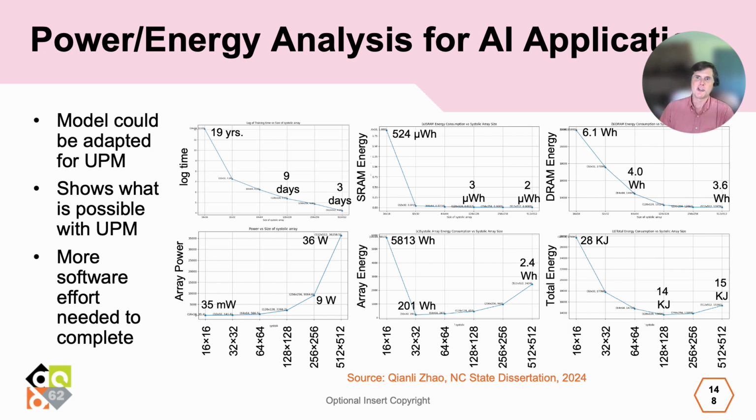So these plots here show some of his results. Again, this is all kind of hypothetical, but it shows the kinds of analyses that you can do with UPM. First of all, in terms of how long it would take, he varied the array size from 16 by 16 to 512 by 512, and saw amusingly that the amount of time it took to run through the ResNet 50 network varied from 19 years down to 3 days. So obviously that's not realistic.